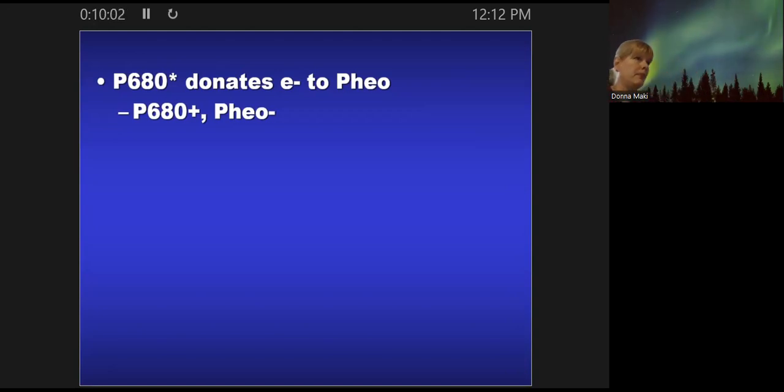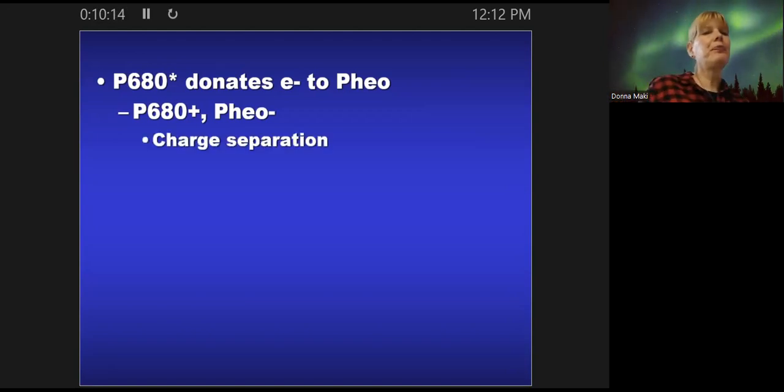Where did that electron come from? Yeah, we'll get into that. We're going to piece this all together. But yes, ultimately water is the donor of the electrons. So we say that this is a charge separation because the chlorophyll is missing an electron, pheo gained one. So we say that's a charge separation.